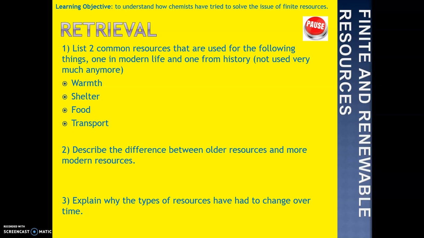Question 1 just asks, list 2 common resources that are used for the following things: warmth, shelter, food and transport. 1 in modern life and 1 from ancient history, not used so much anymore. So for warmth, we have polyester and wool, wool being the older one from history, from sheep.